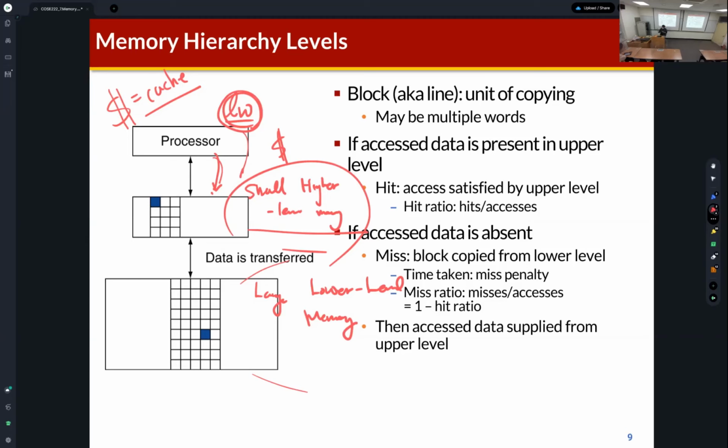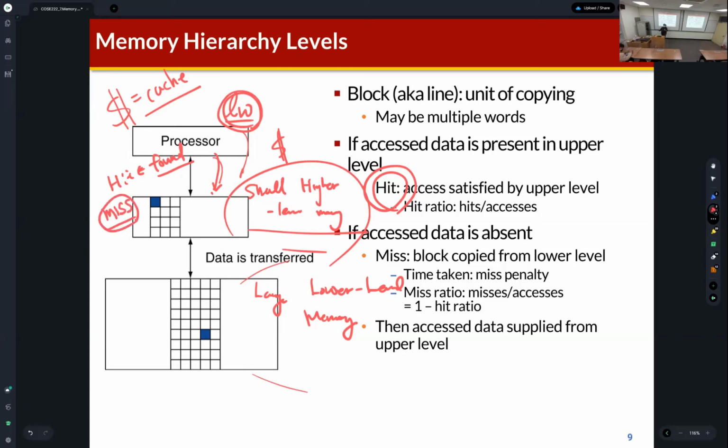If the requested data is found in the cache, then we call this event a hit. It means that the requested data is found in the higher level memory, whatever the level of cache is. Another event is that the requested data is not found in the cache. That is called a miss.